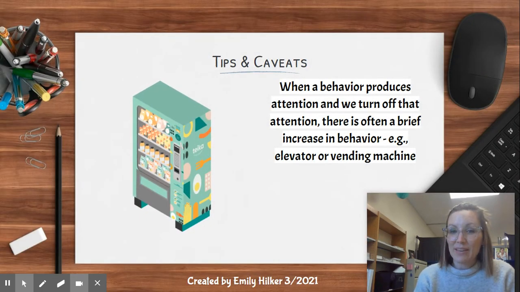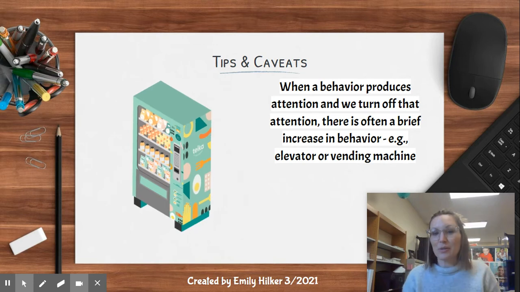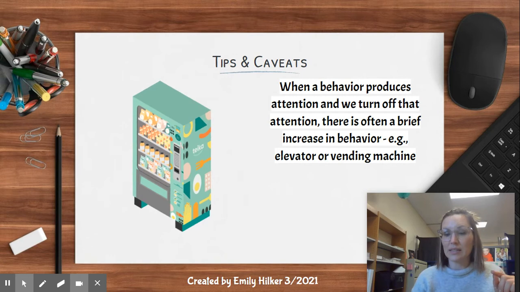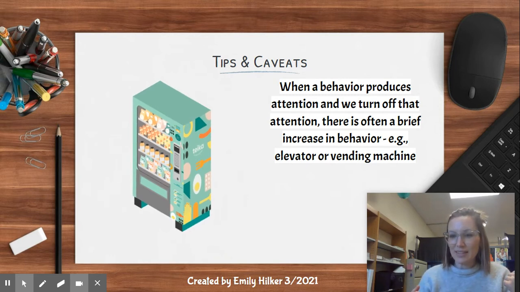Okay, so when a behavior produces attention and we start to ignore it, we turn off the attention that it's going to get, there is often an increase in that behavior. So I want to give you some scenarios to make you think this through. If you're on an elevator and you hit the button and it's not working, it's not lighting up, nothing's happening, you start to hit it more, right? You press it again and again, you double check, you might punch it a little bit faster. You don't just stop trying.